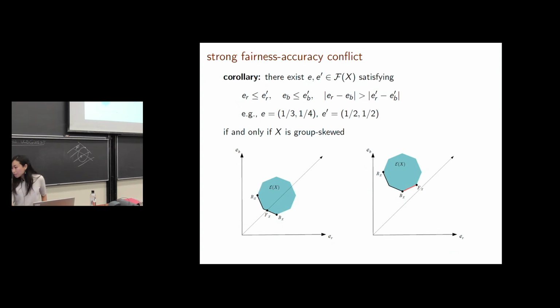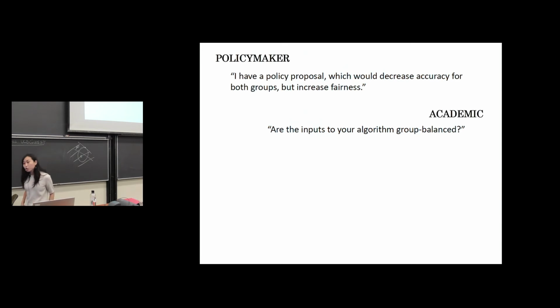And along that positively sloped component, any 2 points are going to constitute a strong accuracy fairness conflict in the sense that one point involves lower errors for both groups, while the other point involves a smaller gap between these group errors. So if we imagine a hypothetical conversation between a policymaker and an academic, the policymaker says, look, I have a proposal. This proposal is going to decrease accuracy for all groups, but it's going to increase fairness in the sense of bringing those errors closer together.